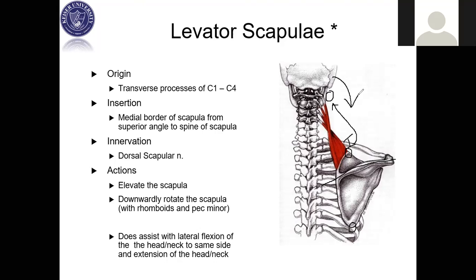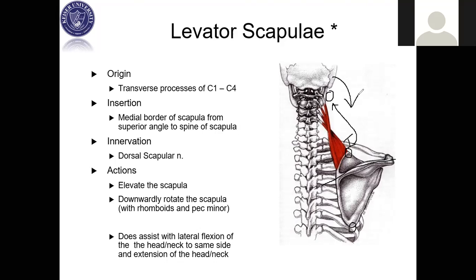So the two actions that I want you to know right now for levator scapula is that it elevates the scapula, it lifts the scapula up, and it can help with lateral flexion of the head. Remember, we had a couple of muscles earlier that did lateral flexion. Sternocleidomastoid did lateral flexion to the same side, to the ipsilateral side, and so did scalenes. So levator scapula is another muscle that helps with lateral flexion.